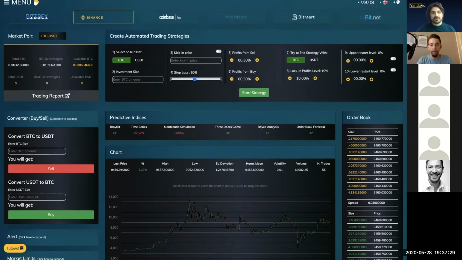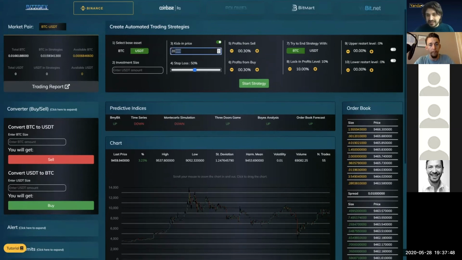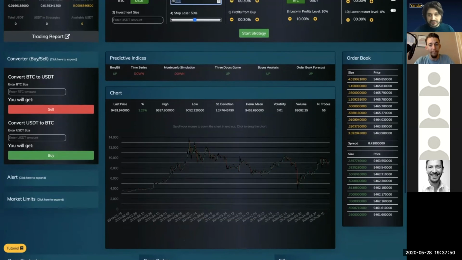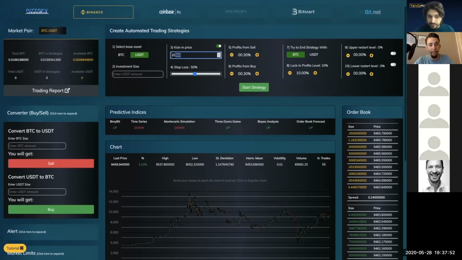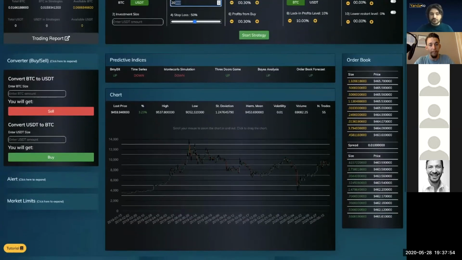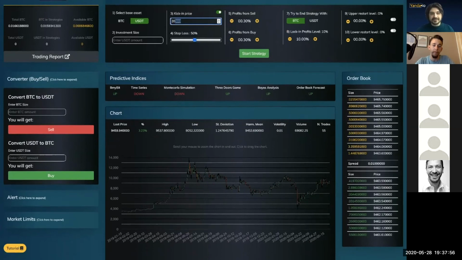So it's going to be 9,458, 9-ish. Now, if I put a kicking price and select that I will start a strategy at $20,000, if I started with USDT, I will immediately buy Bitcoin at $20,000. The order book allows me to do so because the exchanges don't put a limit on you if you want to buy at a higher price.